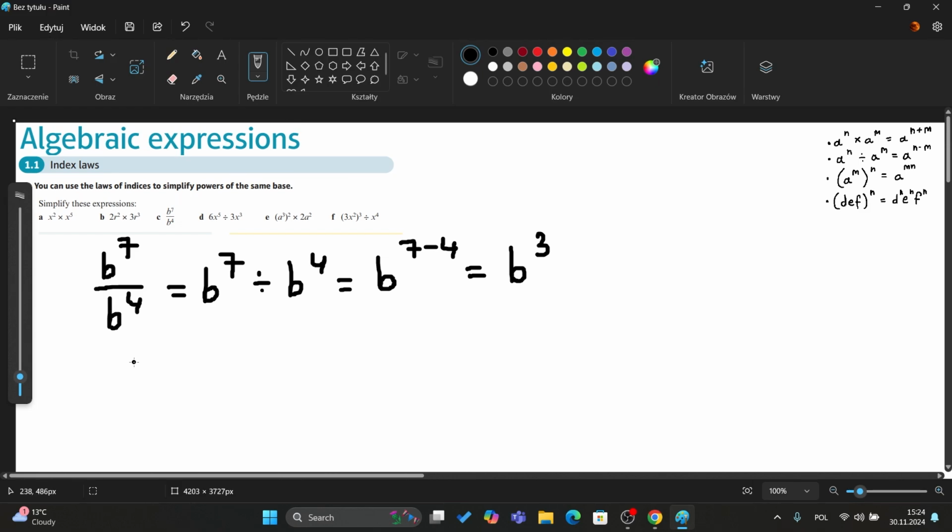Now, question D. 6x power 5 divided by 3x power 3. This is going to be the division rule. So we have the same base of x, and we do the calculation first on the normal numbers. So 6 divided by 3, which is 2, and then we proceed with x power 5 divided by x power 3, which is x power 2. We subtract the powers, so 5 minus 3 is 2.